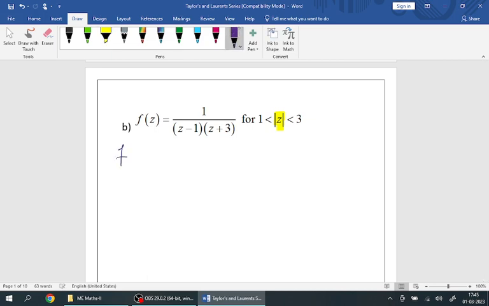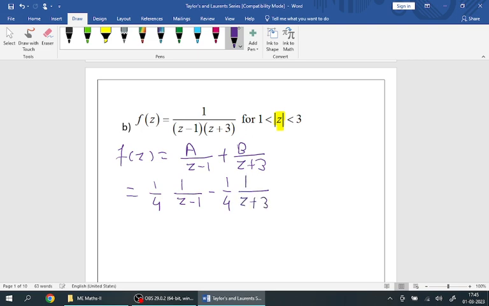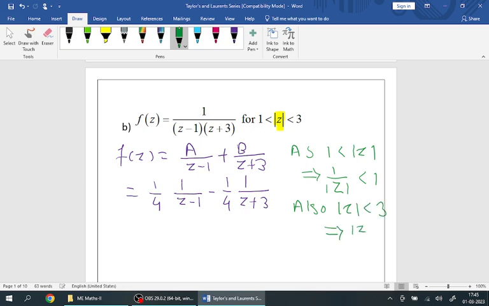So first thing, f of z is a upon z minus 1 plus b upon z plus 3, where the value of a can be obtained by putting z equal to 1. So it is coming 1 by 4, 1 by 4 into 1 upon z minus 1. And the value of b, z equal to minus 3, so it is minus 1 by 4. Now we are given 1 is less than mod z. So obviously 1 by mod z is less than 1. So yes, r can be 1 by z. Also mod z less than 3 gives us mod z by 3 less than 1. So r can be either 1 by z or z by 3.